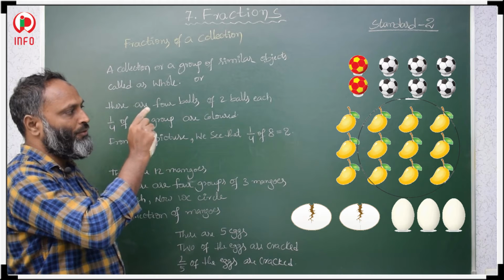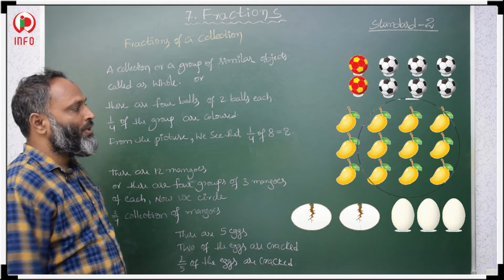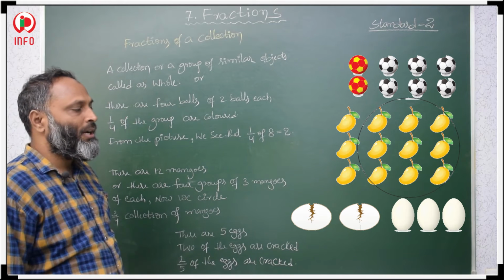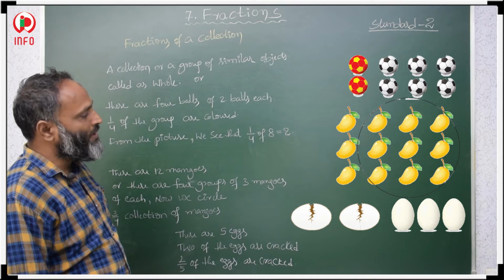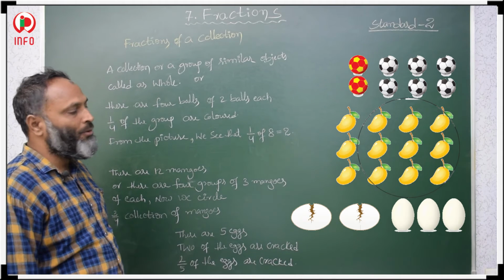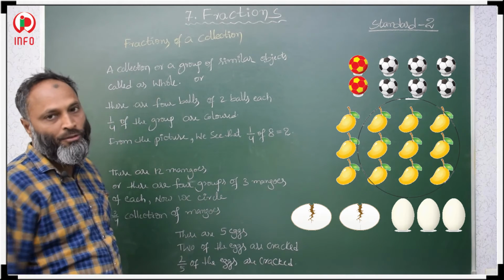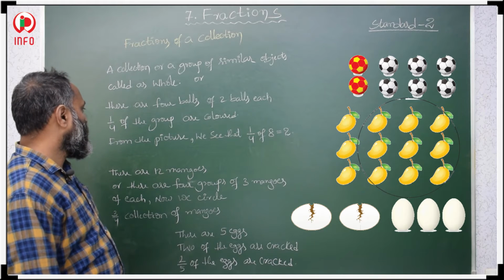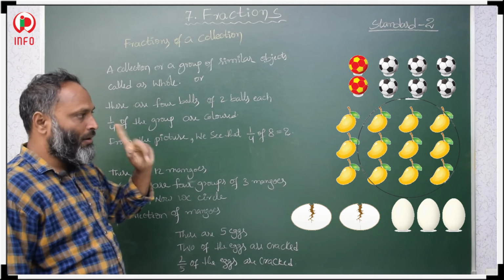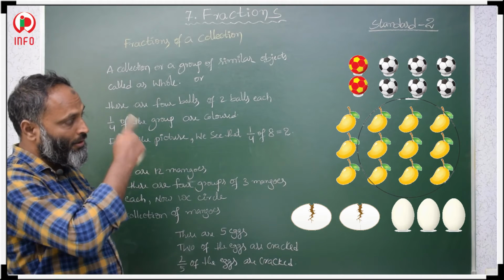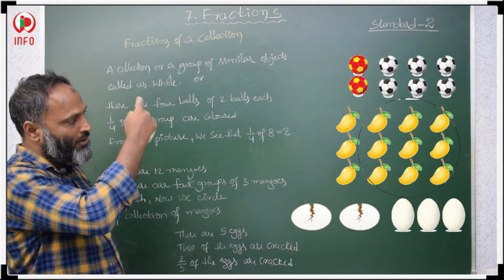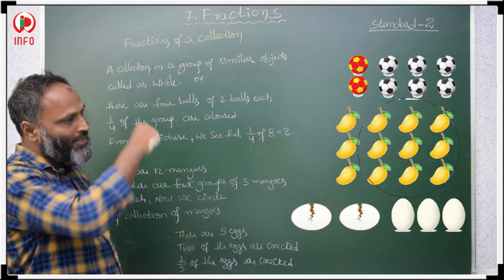1, 2, 3, 4. So, 4 balls are there in all. And how many balls are there in each row? 2 balls. So, total 2 rows are there. In each row we have 2 balls. So, then 1/4 of the group is colored. Here in 4 columns, one column is colored in red.